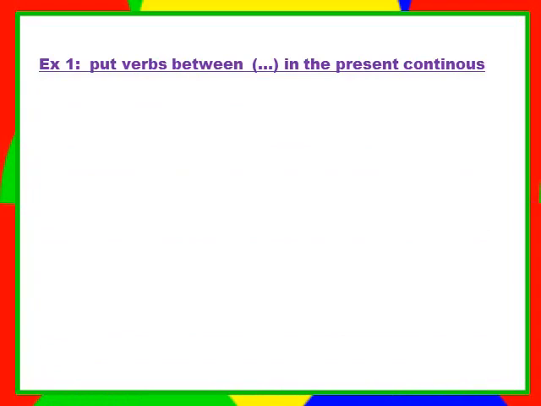Exercise number 1. Put the verbs between brackets in the present continuous. So the first sentence we have كوثر and the verb between brackets is sing, now. We have to conjugate the verb sing in the present continuous. So we have the pronoun, which is كوثر. What we need is the verb to be, and we also need the ing.